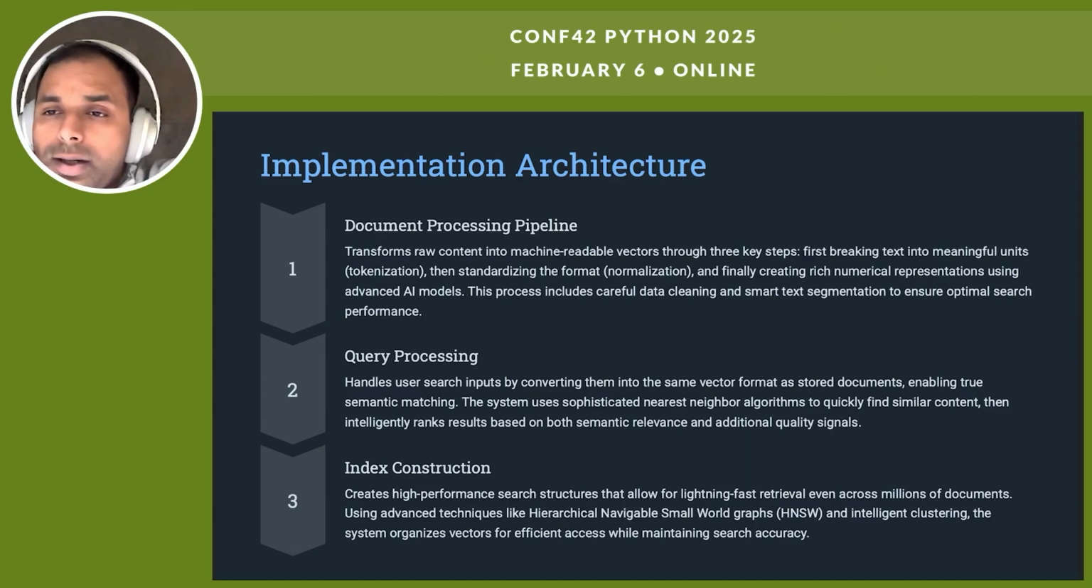Okay, so let's go over the implementation architecture. We'll take a closer look at how a vector search system is actually implemented. There are a few key components that work together seamlessly. First, we have the document processing pipeline. This pipeline takes raw text data and transforms it into the machine-readable vectors we were just referring to. This involves several steps, including cleaning the text, breaking it into meaningful chunks like sentences or paragraphs, and then creating those rich numerical representations through a chosen embedding model into vectors. This process can also include things like stemming, lemmatization, and stop word removal to further optimize the search performance.